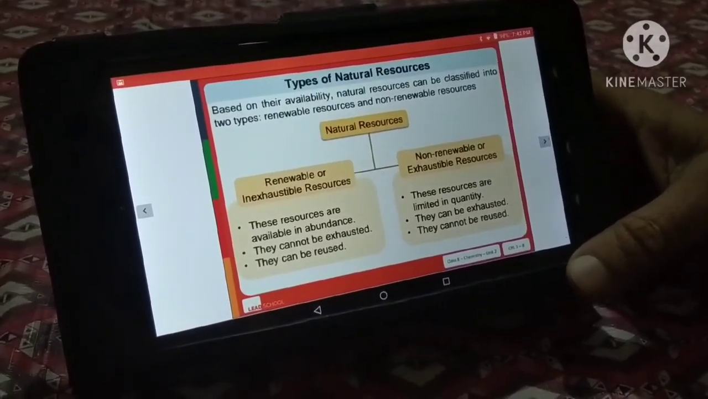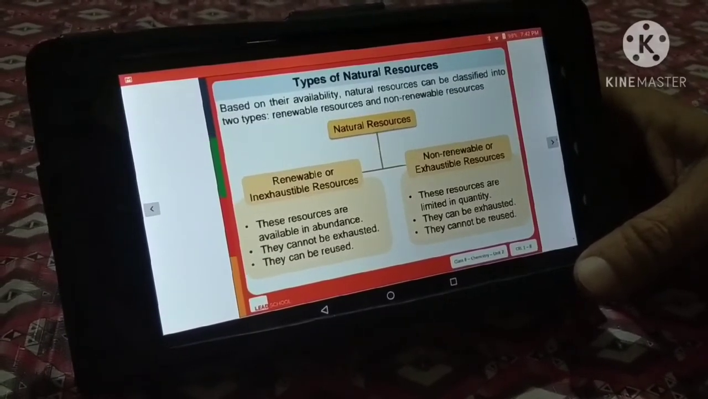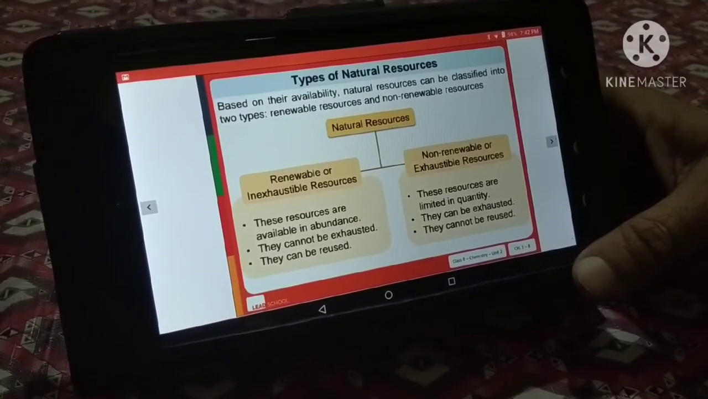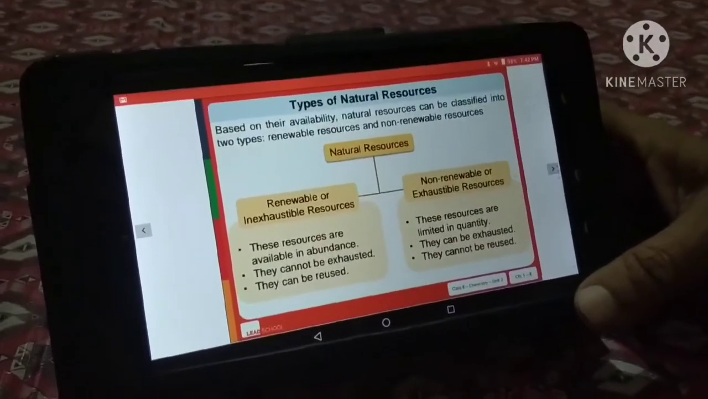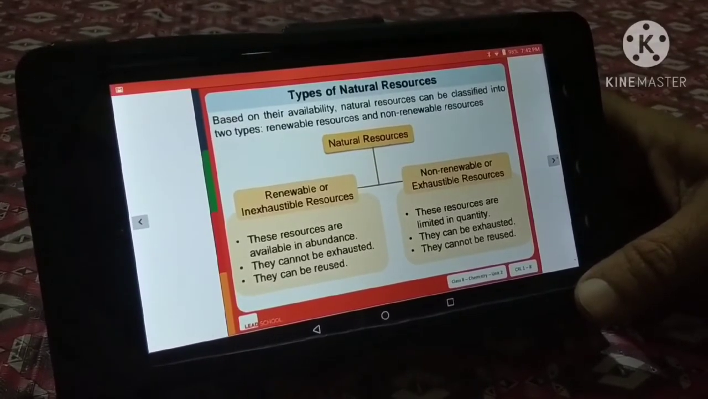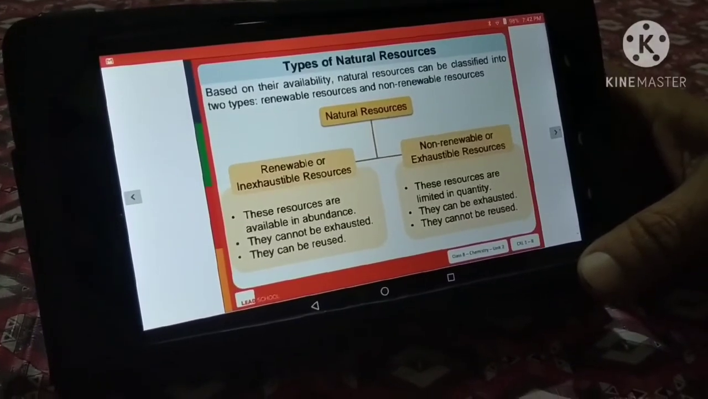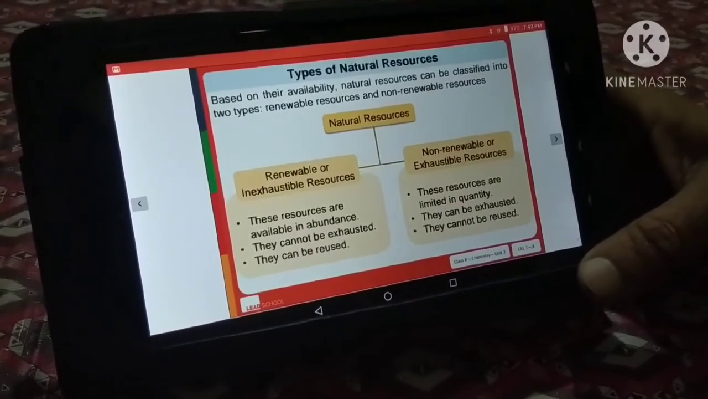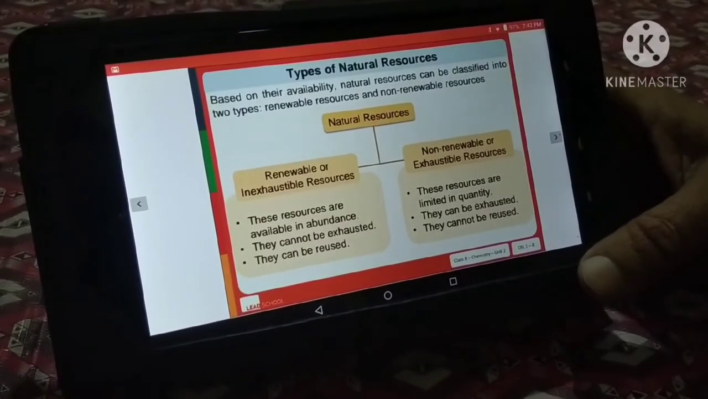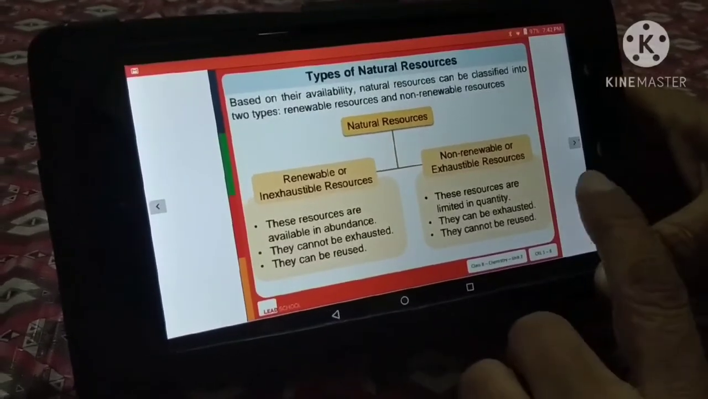So let us see what are renewable or inexhaustible resources. These resources are available in abundance. They cannot be exhausted and also they can be reused. About non-renewable resources or exhaustible resources, these resources are limited in quantity, they can be exhausted as well as they cannot be reused.